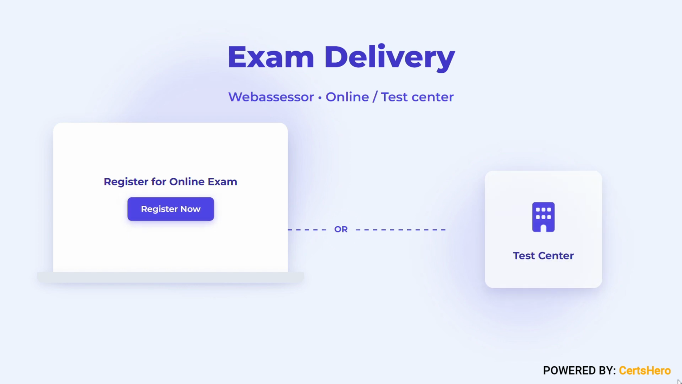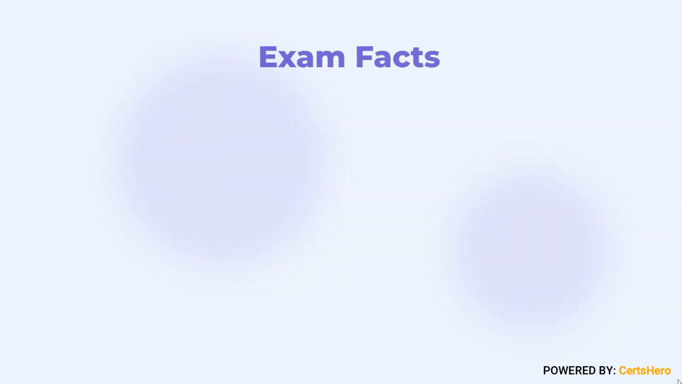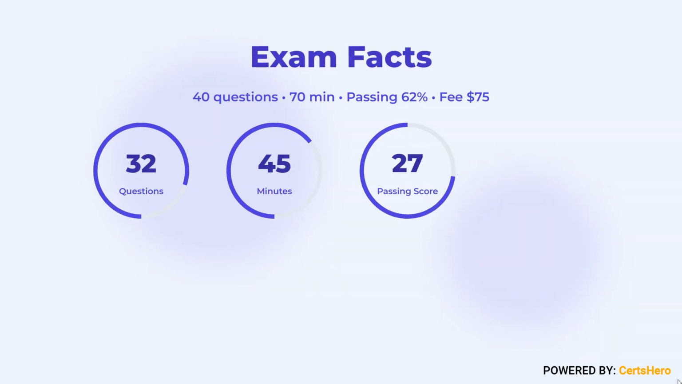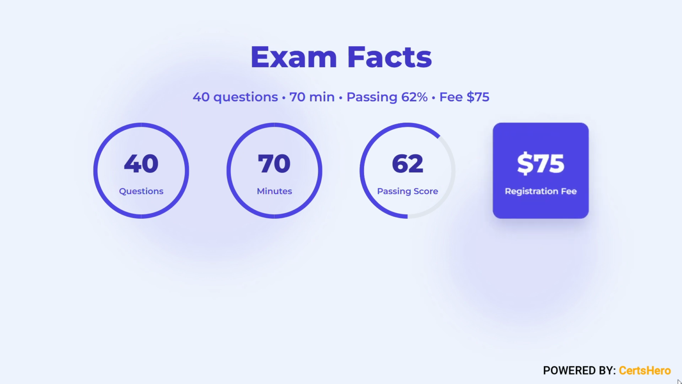Both online proctored and testing center options are available. Key facts at a glance: 40 multiple choice and multiple select questions, 70 minutes to complete, a passing score of about 62%, and the exam fee is around $75 at the associate level.